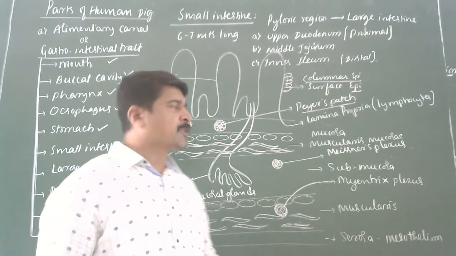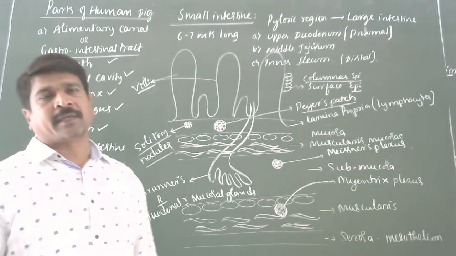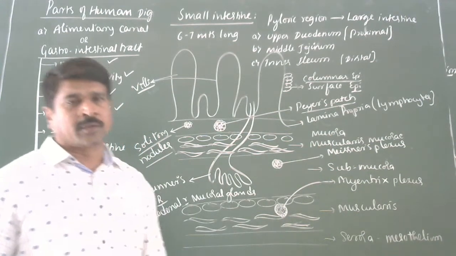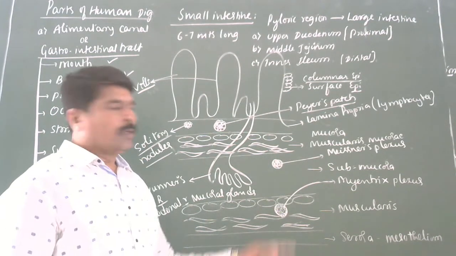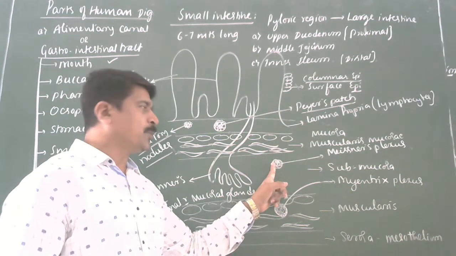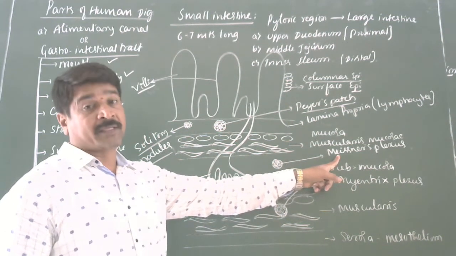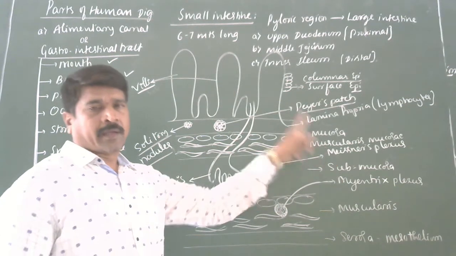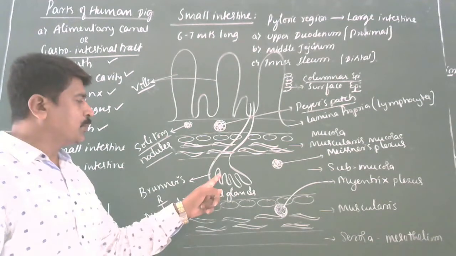Then submucosa is present between the muscularis and mucosa, made up of loose areolar connective tissue containing blood vessels, lymphatic vessels, and nerves. The network of nerves present in the submucosa of the duodenum is called Meissner's plexus. Clear? In addition to this, the submucosa of the duodenum contains compound branched tubular glands.